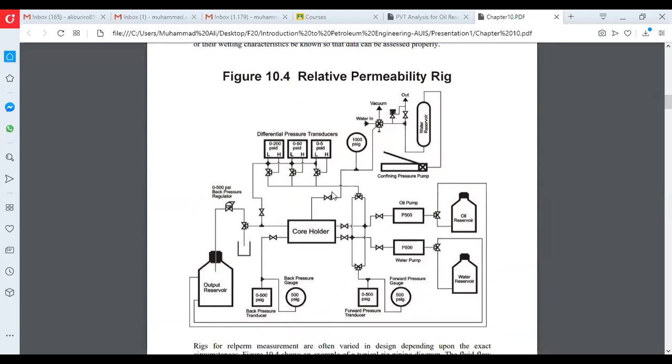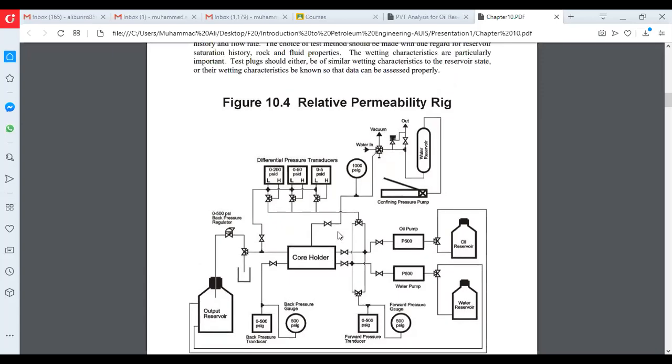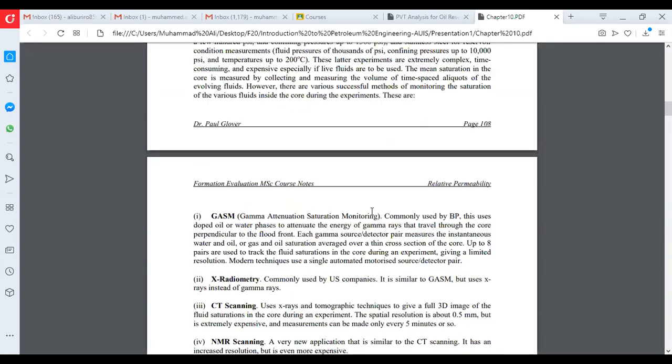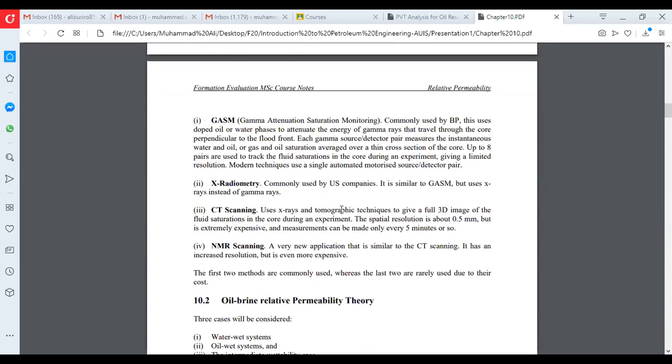The core holder had lots of pipes, and it has the reservoir connected to it. First what we do, we put the core inside it. It has the input injection pipe and the output pipe, and under high pressure we send the oil and water, and we check its flow rate, and we develop this kind of a graph using this core holder. And again, we talked about CT scanning in a video. You remember we talked about the CT scanning.